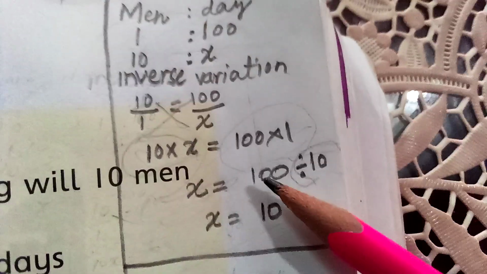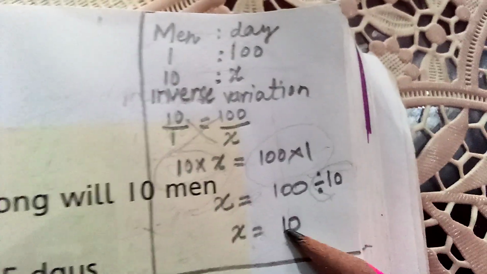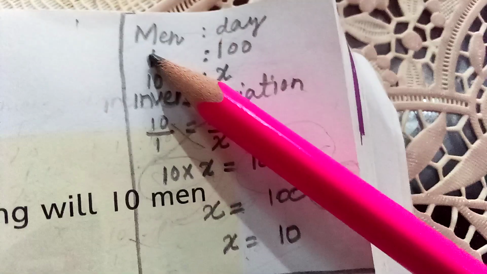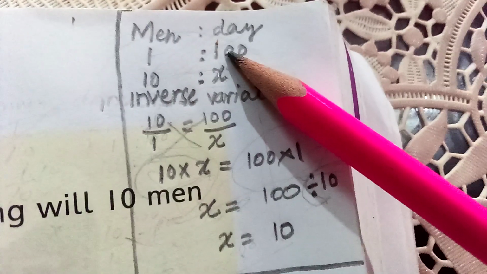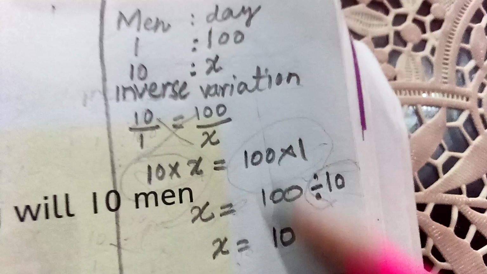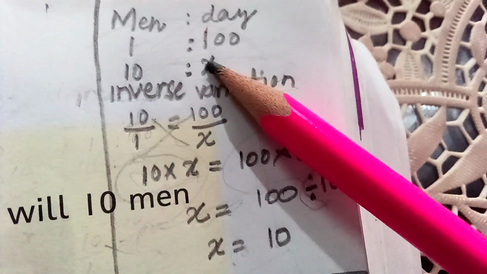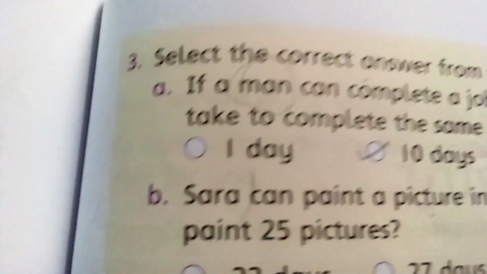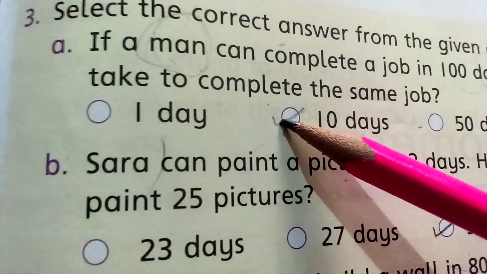And when we divide, 100 divided by 10 gives us 10. It means that if one man takes 100 days to complete a job, 10 men will take, x means 10 days to complete a job. So this 10 days is the right answer.